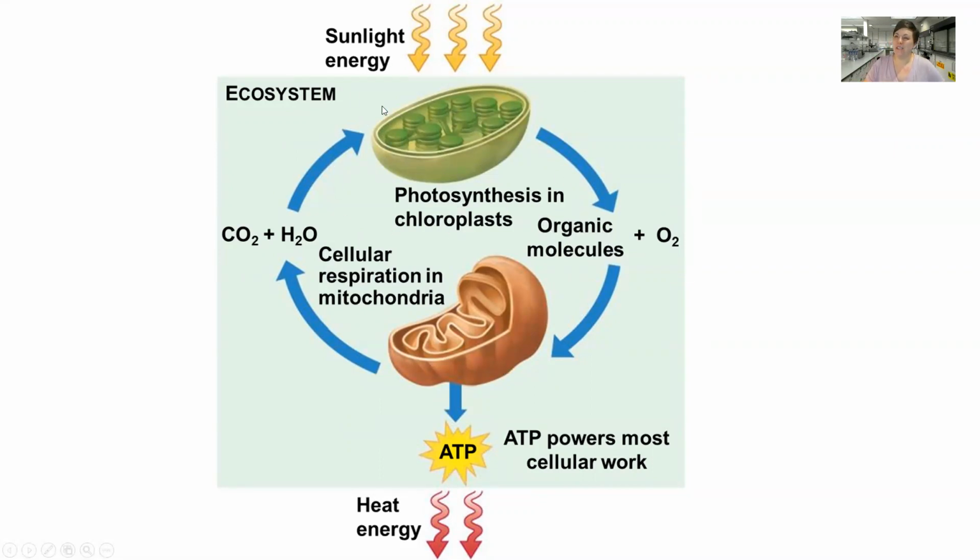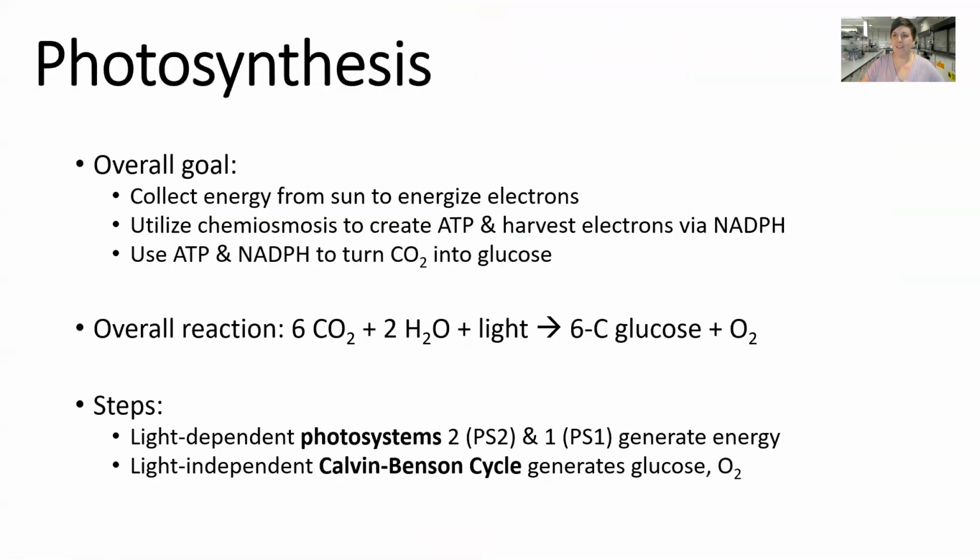I do want to mention that this requires energy because we are going to build bonds between carbons, and we have to get that energy from somewhere. In the case of photosynthesis, photo meaning light tells you that the energy for this process comes from light. All right, so let's talk about it. The overall goal of photosynthesis is to collect energy from the sun and use this energy to release electrons.